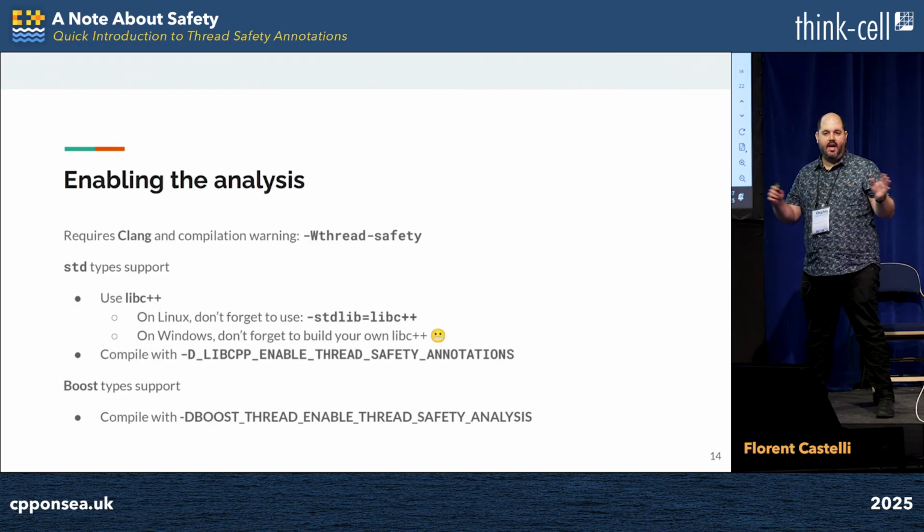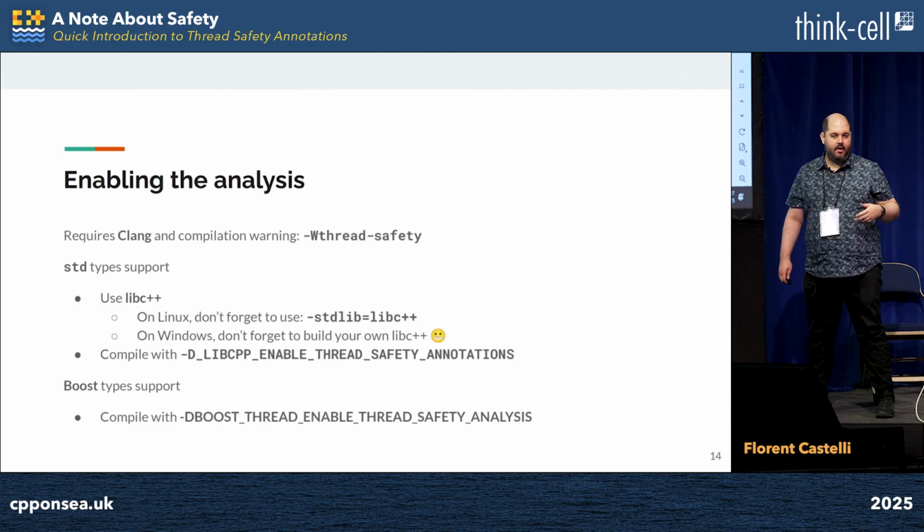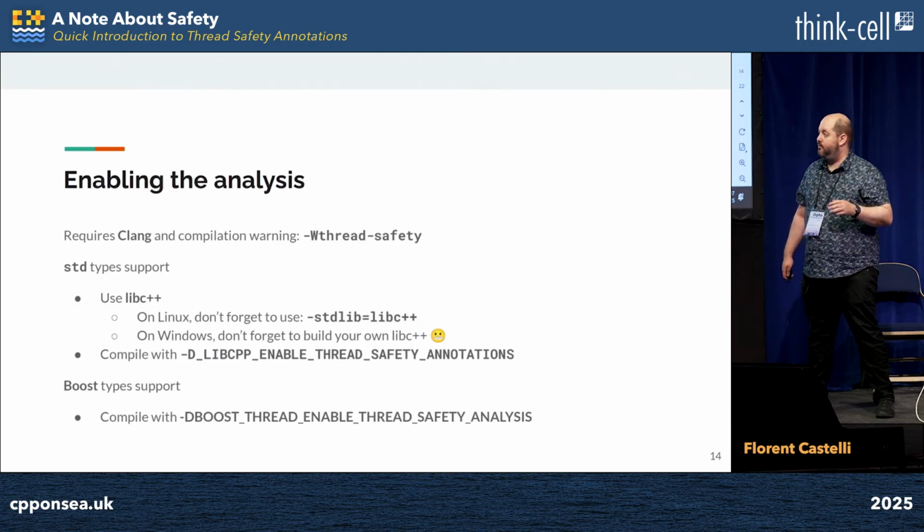If you're on Mac, you don't have to do anything. It ships with libc++, hooray. On Windows, you'll have to build your own libc++. LLVM doesn't ship it built, so good luck with that. But it's possible. You have a define to add, and then it works. If you use Boost types for some reason, there's a define you can use. If you use other standard libraries, maybe you can have someone submit a patch. I have one work in progress.